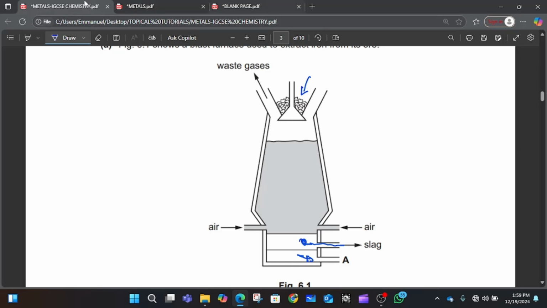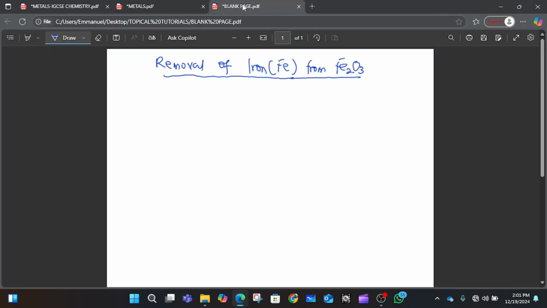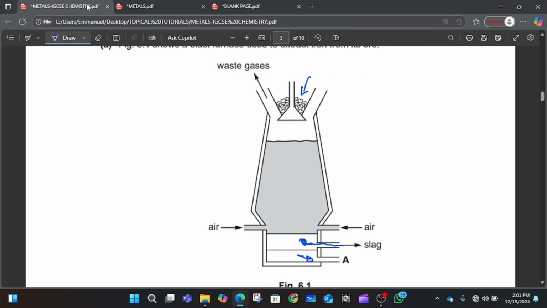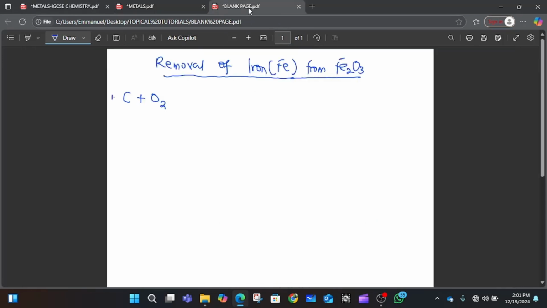So let's look at the second stage that leads us to the removal of the iron. To remove iron from iron 3 oxide, we need a reducing agent, so we add coke, which is the impure form of carbon. But coke is not actually a strong reducing agent, so the coke actually helps us to produce a strong reducing agent. The first reaction that takes place is the coke reacting with oxygen, or what we call hot air, which is directed through this opening at the bottom of the blast furnace. Once the hot air, which is oxygen, reacts with the coke, it produces carbon dioxide.